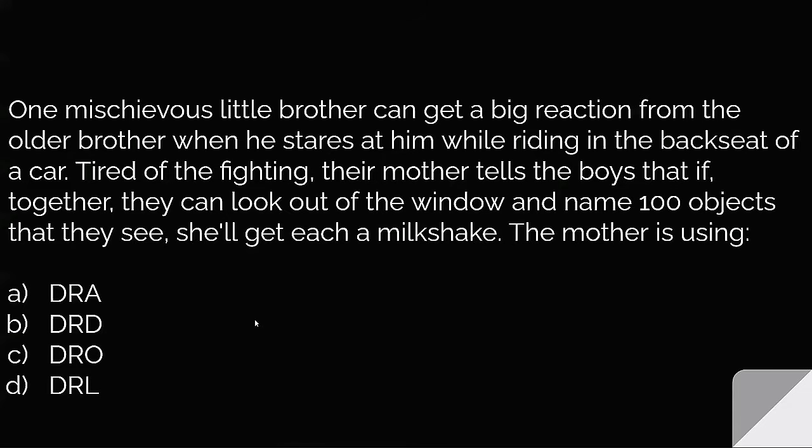All right, one mischievous little brother can get a big reaction from the older brother when he stares at him while riding in the backseat of a car. Tired of the fighting, their mother tells the boys that if together they can look out of the window and name 100 objects that they see, she'll get each a milkshake. The mother is using DRA, DRT, DRO, or DRL, or none of the above. And some of you just joined. This is question number 4.